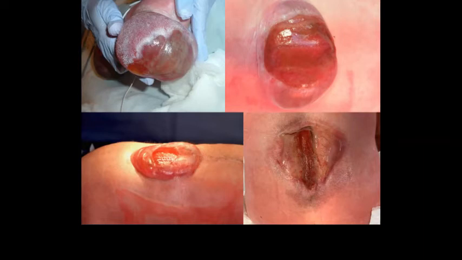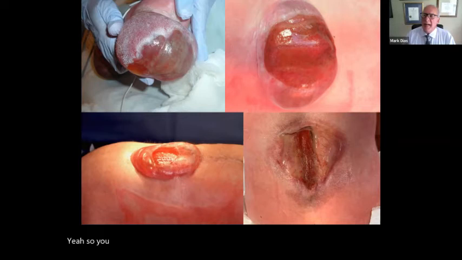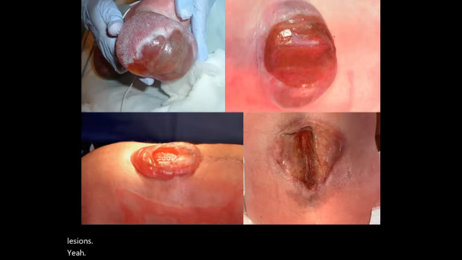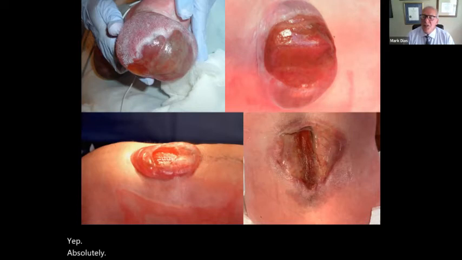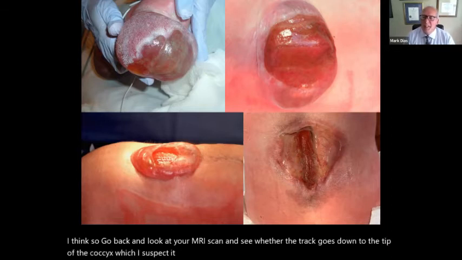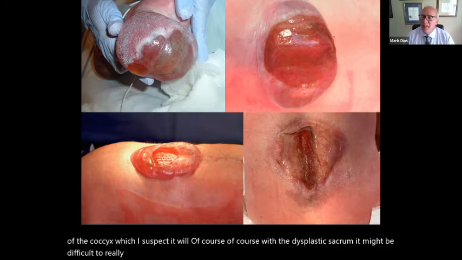So you already explored the dural sac and eliminated any tethering lesions. Yes, sir. That part I have done. That dimple I left untouched. I thought I should not disturb that because it was not having any discharge or anything. So, as you told, that is okay, sir. Yeah, I think so. Go back and look at your MRI scan and see whether the tract goes down to the tip of the coccyx, which I suspect it will. Of course, with a dysplastic sacrum, it might be difficult to really see on the MRI, but it would be interesting to look at that.